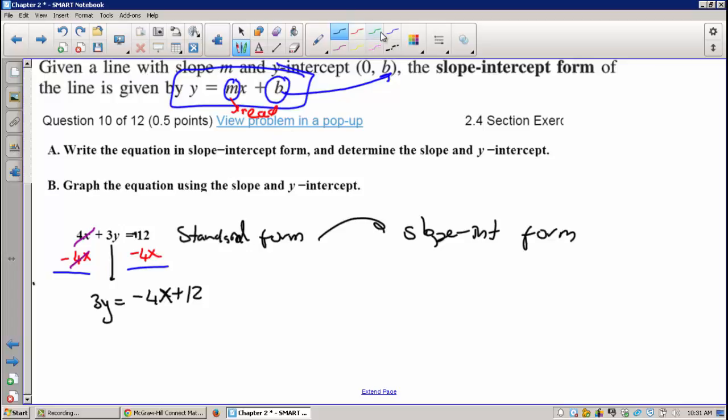Next. Is y isolated yet? Is y ready? No, we still need to get rid of 3. So I divide both sides by 3. Is this the right way to do it though? No, this 3 will divide everything on the right side. Be careful, it's not just the first number you're dividing by 3. You have to divide both terms. There are 2 terms here. You need to divide each and every one by 3.